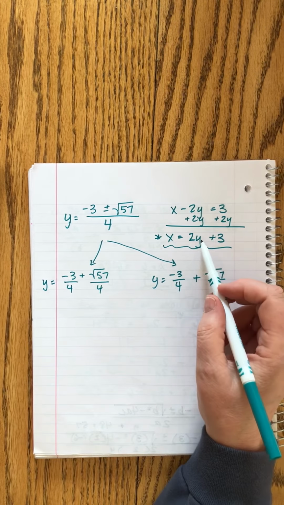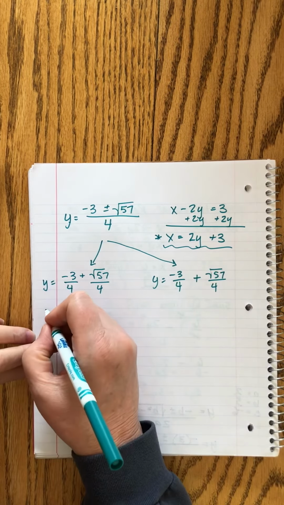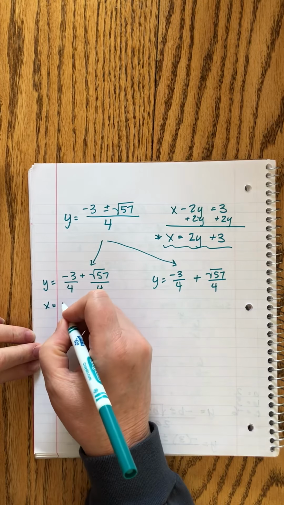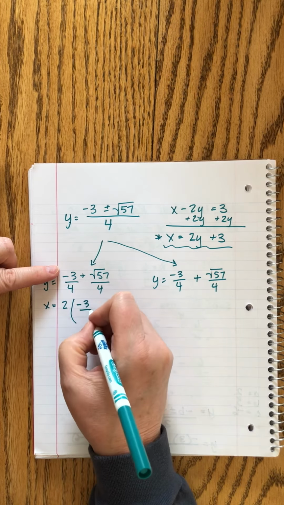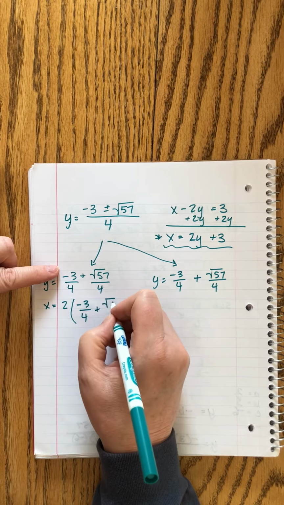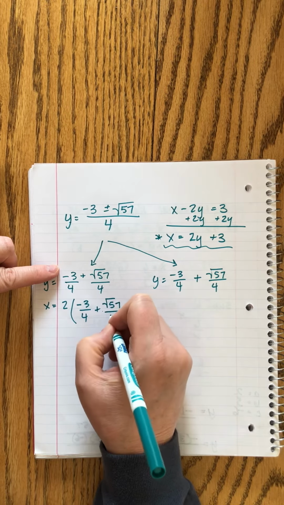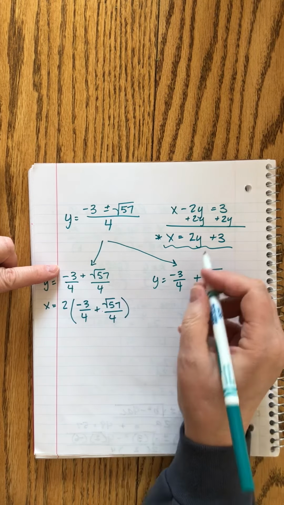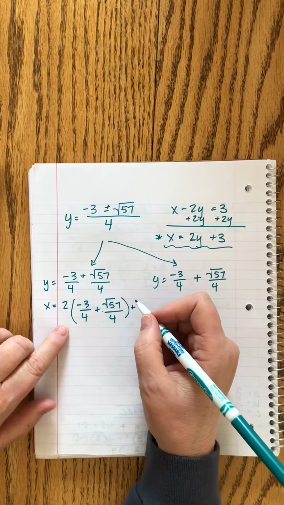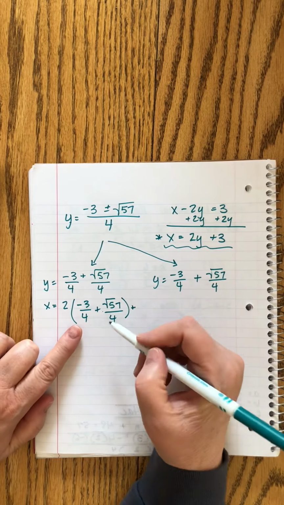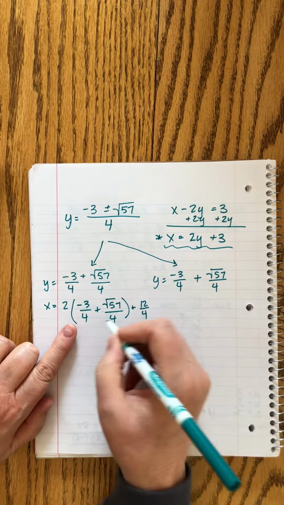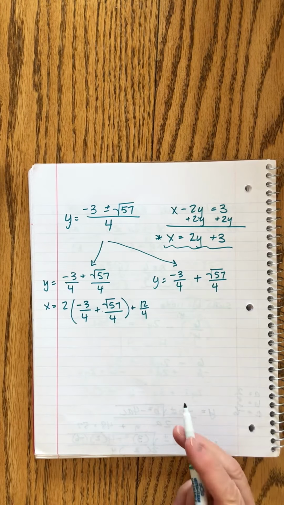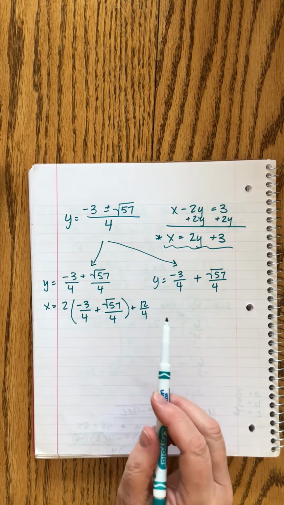And now we're going to plug them into this to calculate our x. So hold on to your hat. 2 times this whole thing goes in here, minus 3 over 4 plus square root of 57 over 4. And then we're adding 3, but I want to add 3 as a number with 4 in the denominator. So I changed 3 into 12 over 4. That way I'll be able to combine this. I don't know if I need to do that, but I'm going to leave it like that.